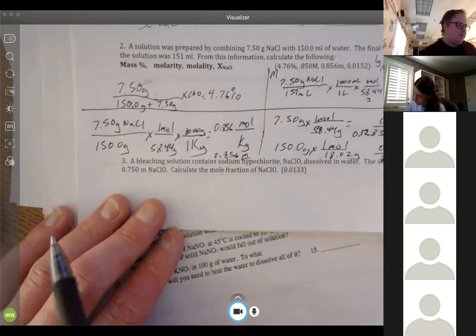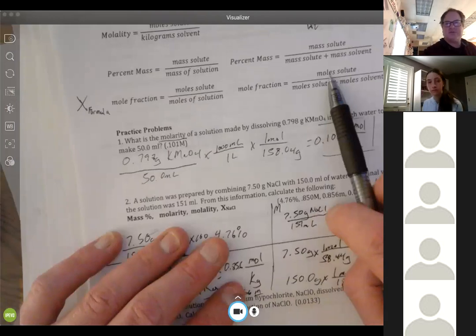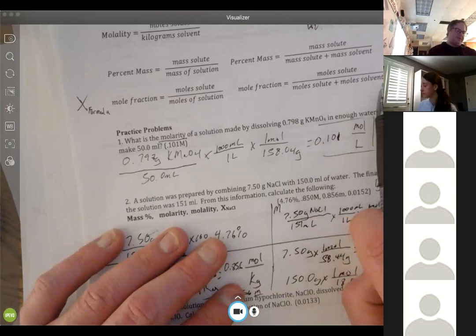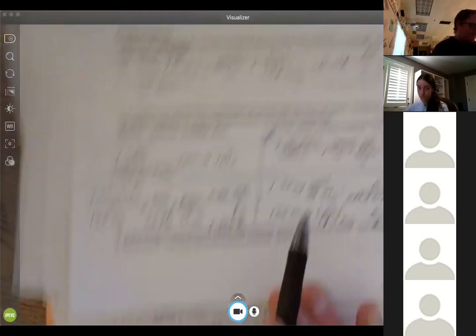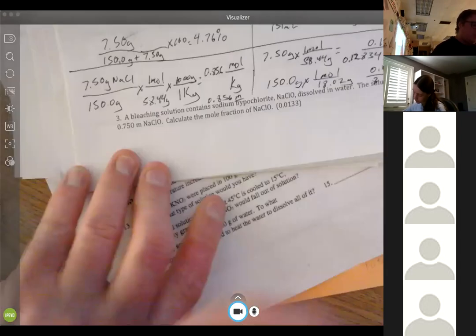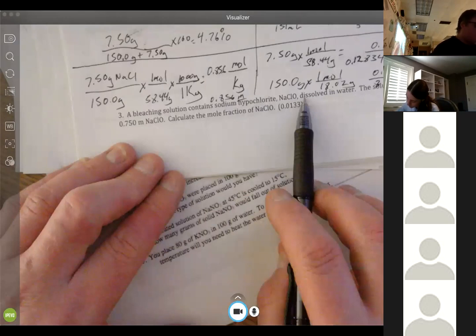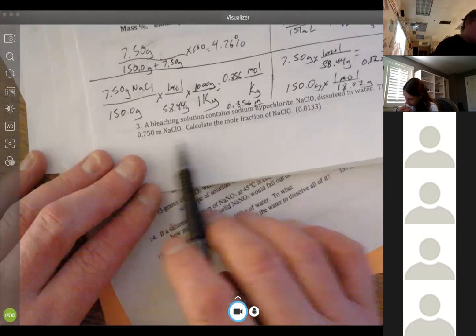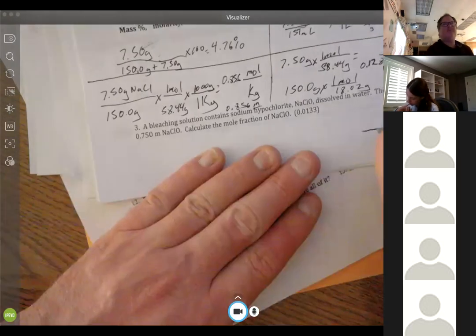So remember, if you take a look up here, it's moles of solute divided by moles of solute plus moles of solvent. That's exactly what we did, and that's exactly what we're going to do again right here. A bleaching solution contains sodium hypochlorite dissolved in water. The solution is 0.750 molal. Calculate the mole fraction. So we want the mole fraction. I already have one part of this mole fraction. What part do I have?